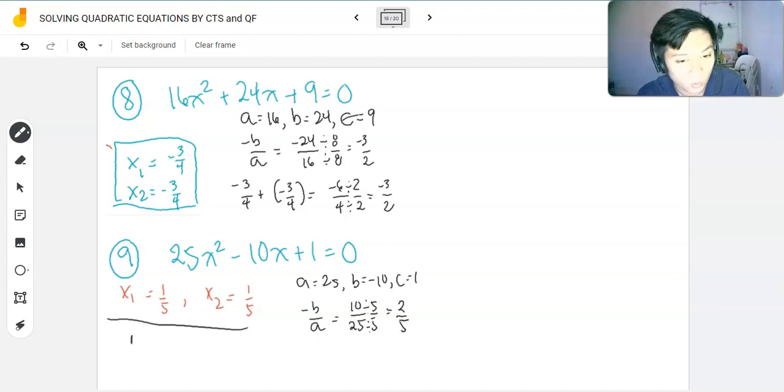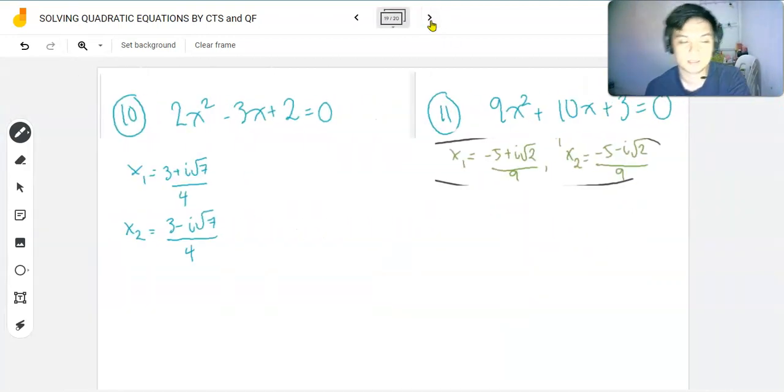At ano ang 1/5 plus 1/5? Eh di, 2/5 nga lang din. So, parehas. Next, last two examples.